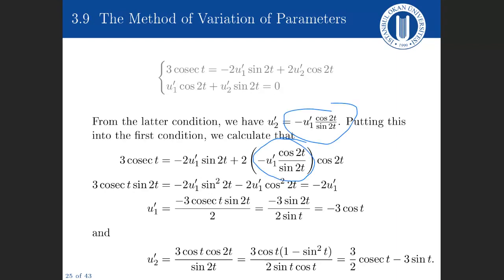Here it is. 3 cosec t must be minus 2u1 prime sine 2t plus 2 times minus u1 prime cos 2t over sine 2t, multiplied by cos 2t. We need to simplify this. Multiply everything by sine 2t and then divide by minus 2 to get u1 prime is minus 3 cos t. As soon as we know u1 prime, we also know that u2 prime must be 3 over 2 cosec t minus 3 sine t.